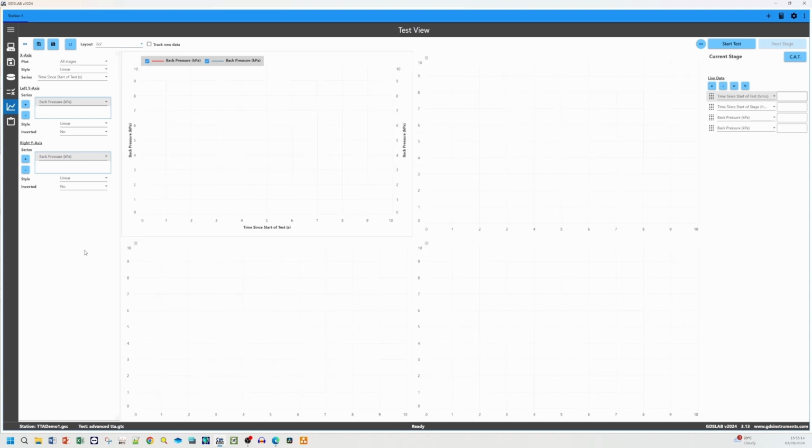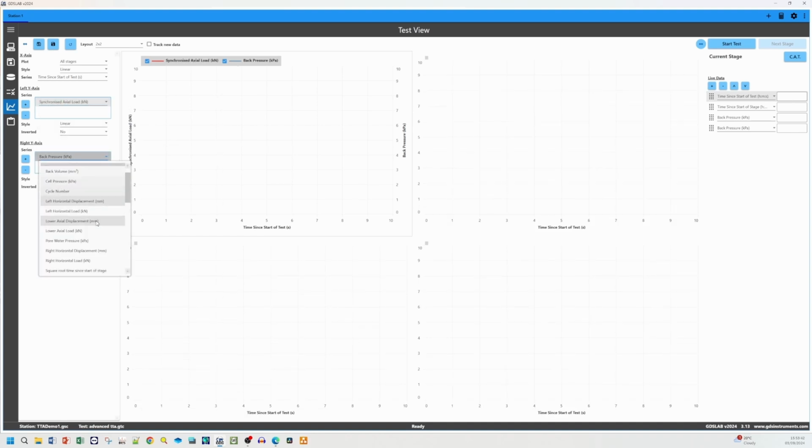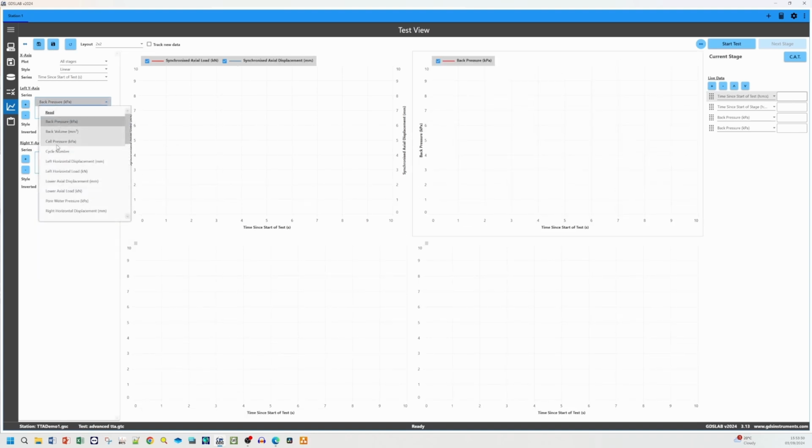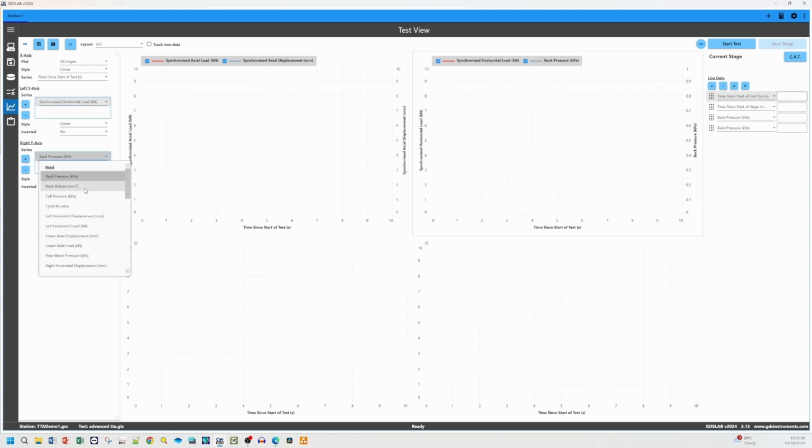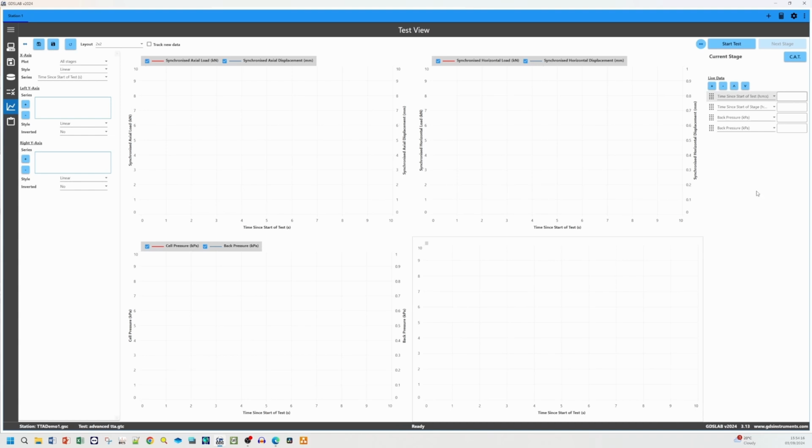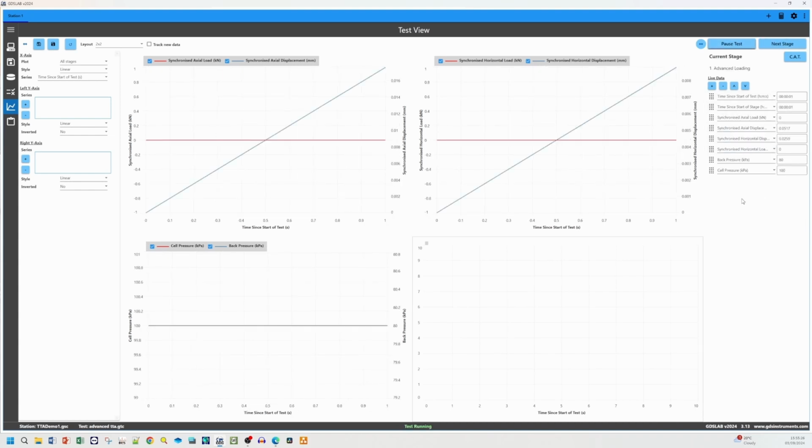Once you are here, make sure your graphs are showing the data that you want to see. So from my example, I would like to see synchronized axle load with synchronized axle displacement, synchronized horizontal load with synchronized horizontal displacement, and cell pressure and back pressure. Then I'm going to start the test, and you should see the parameters behaving as we would expect.